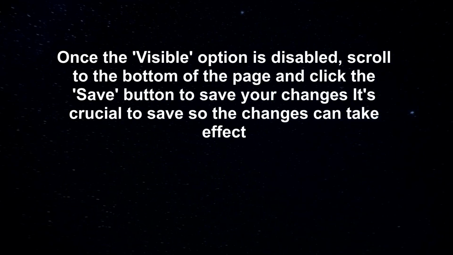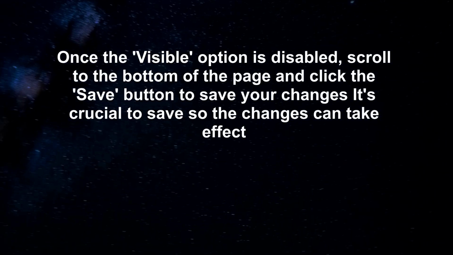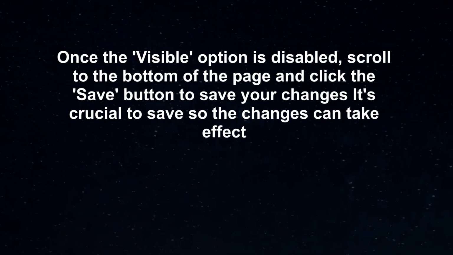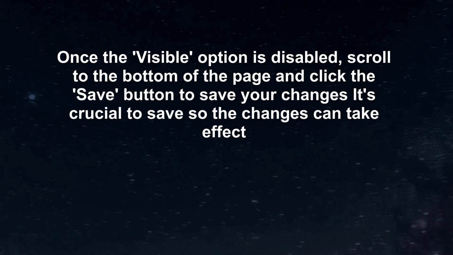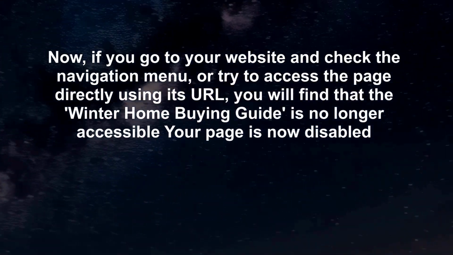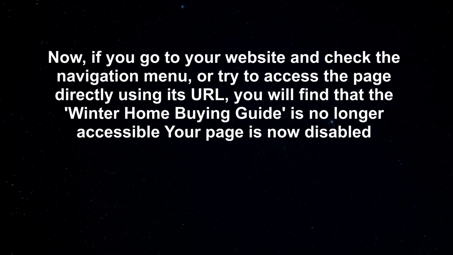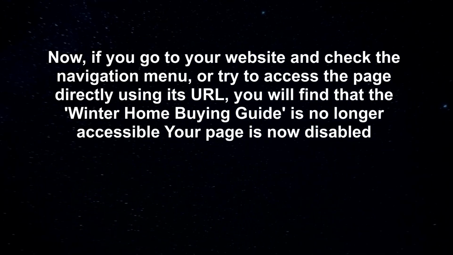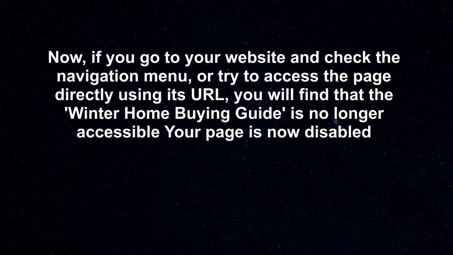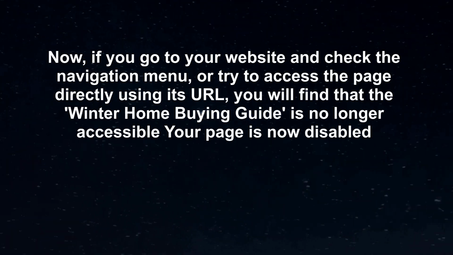Once the Visible option is disabled, scroll to the bottom of the page and click the Save button to save your changes. It's crucial to save so the changes can take effect. Now, if you go to your website and check the navigation menu, or try to access the page directly using its URL, you will find that the Winter Home Buying Guide is no longer accessible. Your page is now disabled.